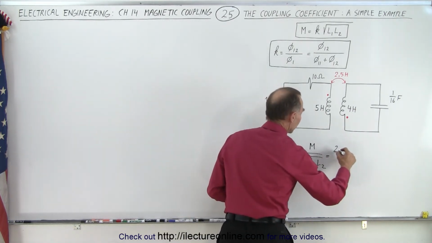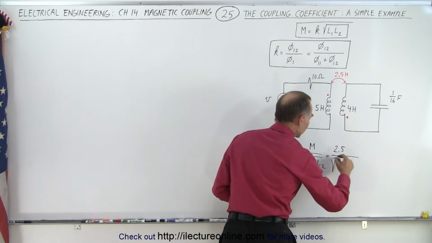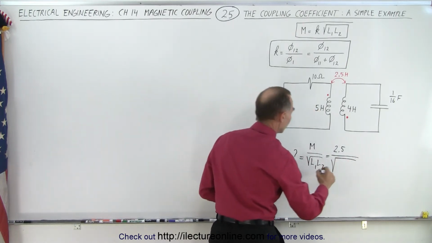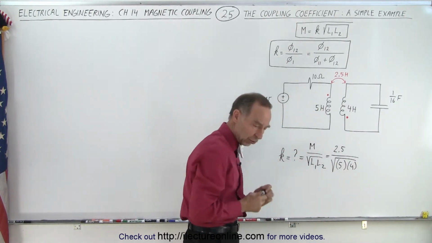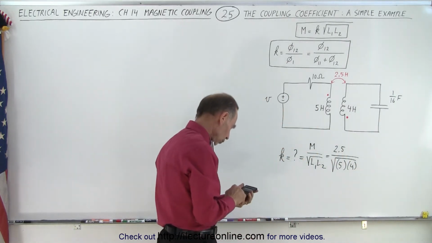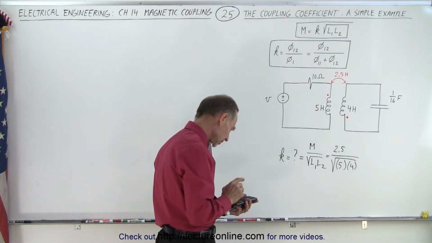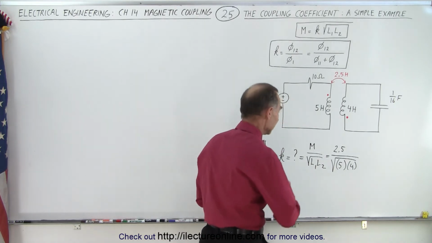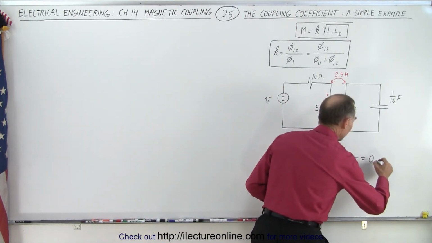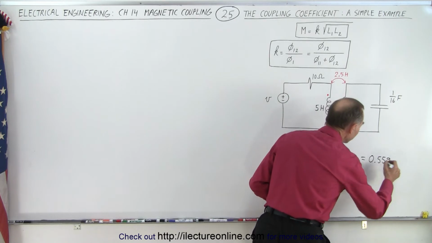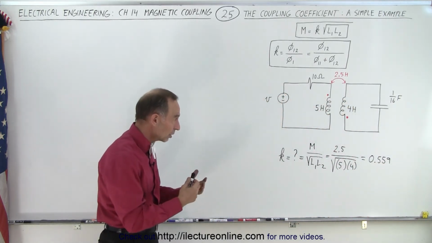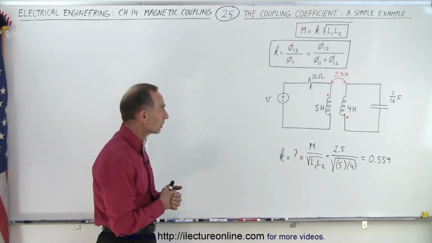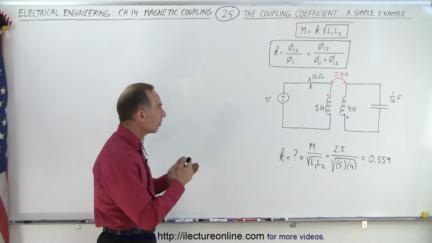So this is equal to 2.5 divided by the square root of L1, which is 5, and L2, which is 4. So that gives us a square root of 20. So 2.5 divided by the square root of 20 is 0.559, which is a fairly strong coefficient, a very strong mutual inductance. And so therefore you can see that that is how it's calculated.